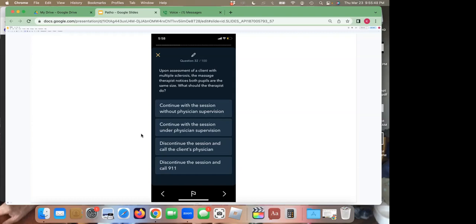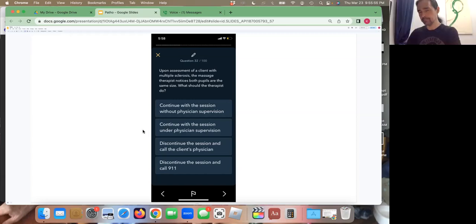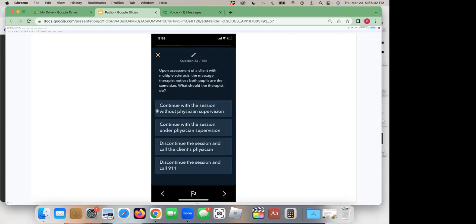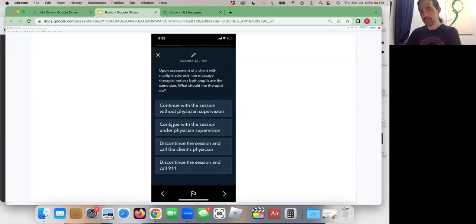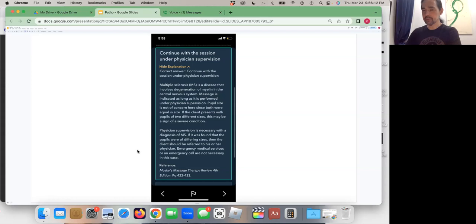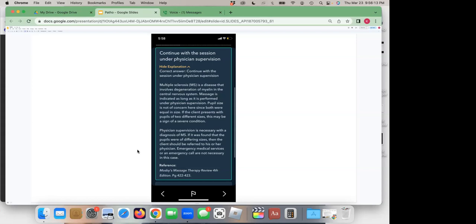Do they call the physician? No. I don't know. It's between call 911 or call physician. Yeah, I agree. Or maybe even the second one, but it says continue. Continue under supervision, it says. Continue with the session under physician supervision. So would that just have to do with the type of medication they're taking?